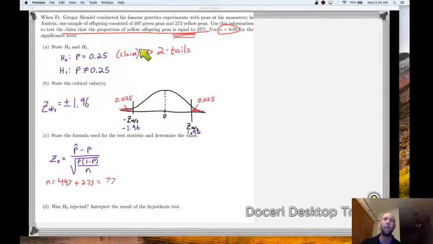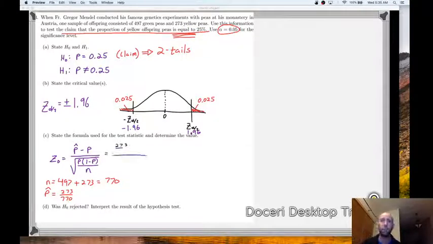So going into the problem, we have the 497 and the 273. If we add those together, we see we have a sample of 770. And then to get our p hat, our proportion of yellow peas, we take our 273 yellow peas and divide it by our n, our total number of peas, to get our sample proportion.